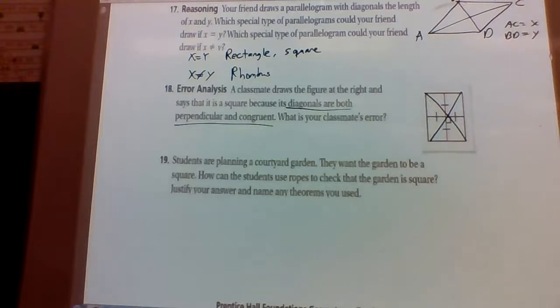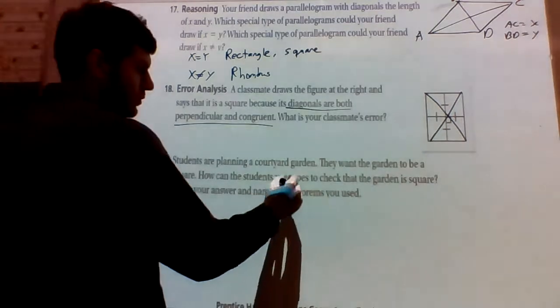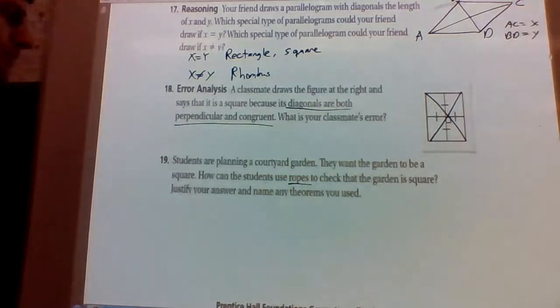So students are planning a courtyard garden. They want the garden to be a square. How can the students use ropes to check that the garden is a square? Justify your answer and name any theorems you used. So how can we use ropes? So ropes, multiple ropes, more than one, to check that the garden is a square.